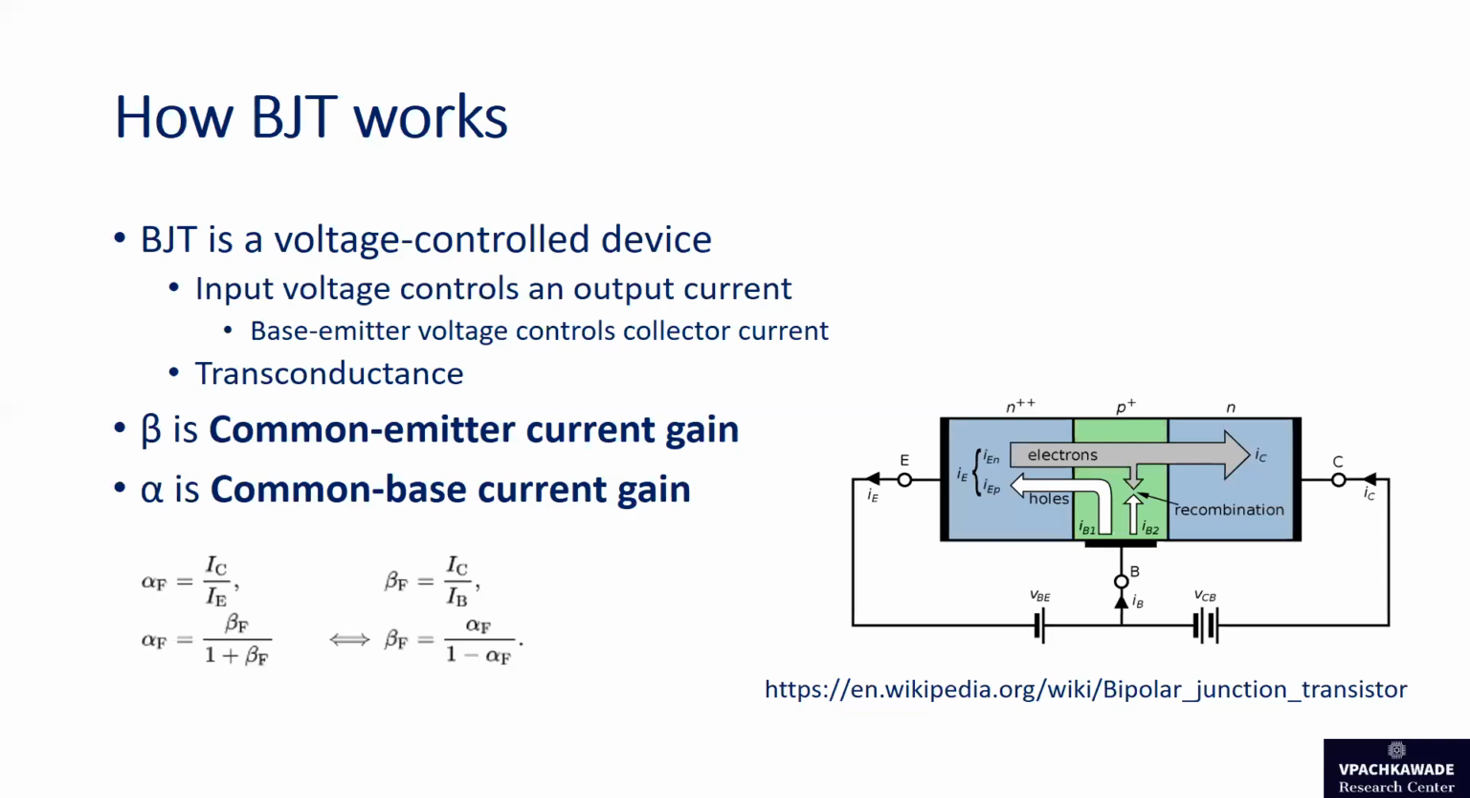So in this module, let's have understanding about how the BJT works. As you can see, there are three regions called the emitter, base, and the collector. Emitter is heavily doped N-type of semiconductor. Base is P-type of semiconductor, which is lightly doped. And collector, which is N-type of semiconductor, is moderately doped.